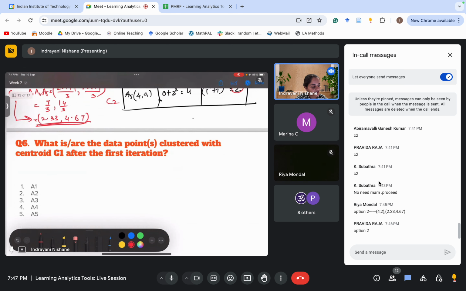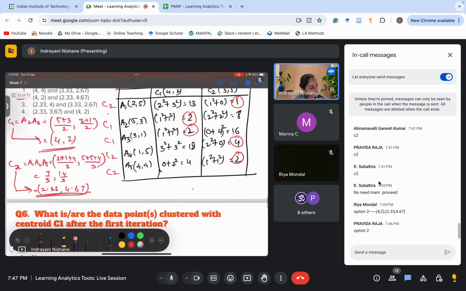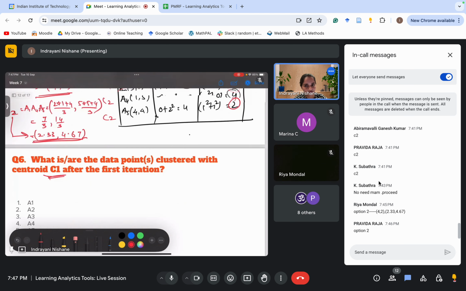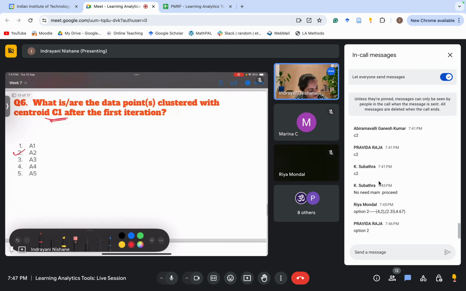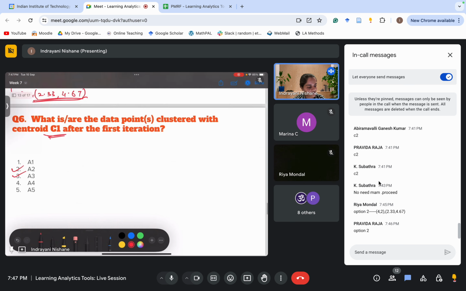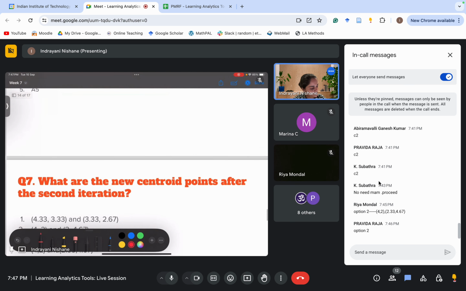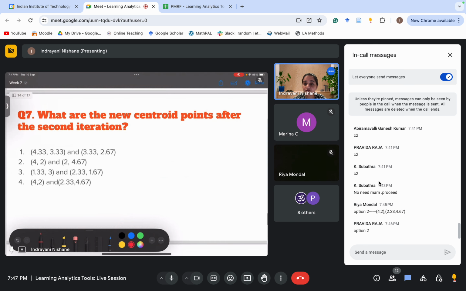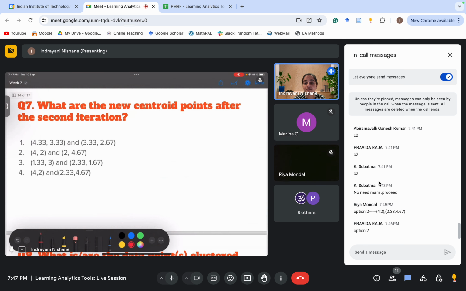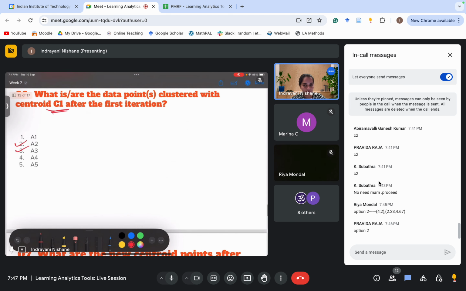Which are the data points clustered with centroid C1 after the first iteration? C1, A2 and A3. We already found it. So both the data points belong to cluster 1, and we got new clusters also. So now we are supposed to find new centroids after the second iteration. Here the place is more, so let's compute it here.